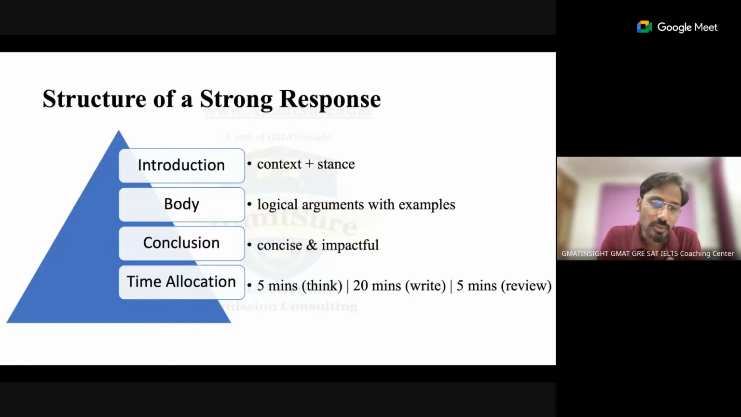The last part is conclusion. Conclusion should be concise and impactful. And this is the area where your logical ability to connect all the dots and your ability to balance all the views that you have portrayed will be tested.